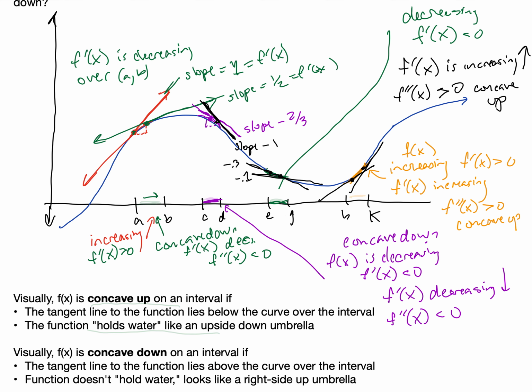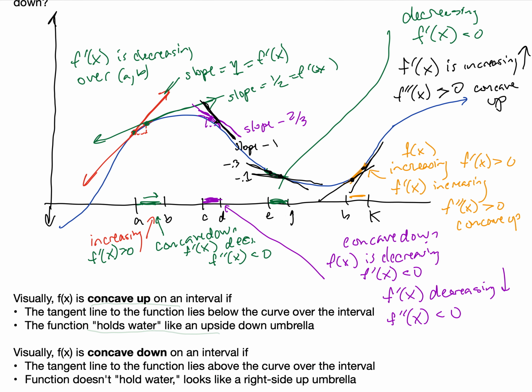We have, I think, each sort of type of thing going on. We have increasing and concave down over the interval from A to B. We have concave down and decreasing from C to D. We have concave up and decreasing from E to G. And we have increasing and concave up from H to K.